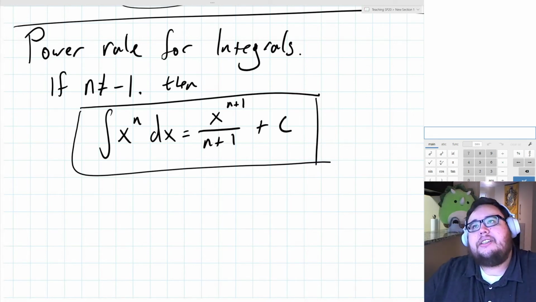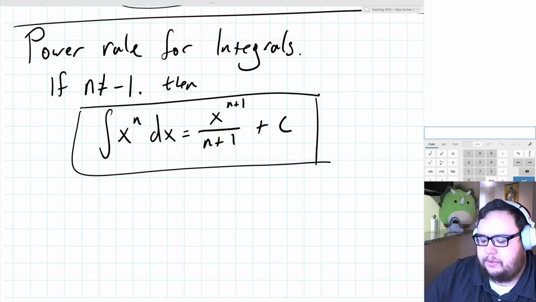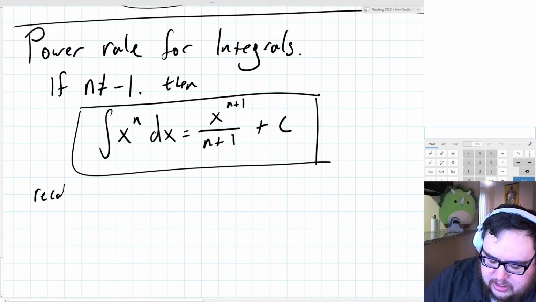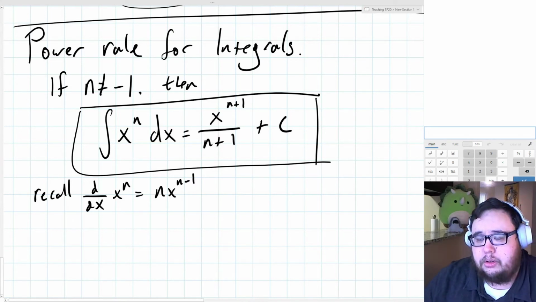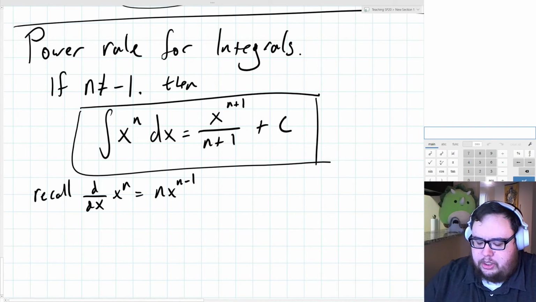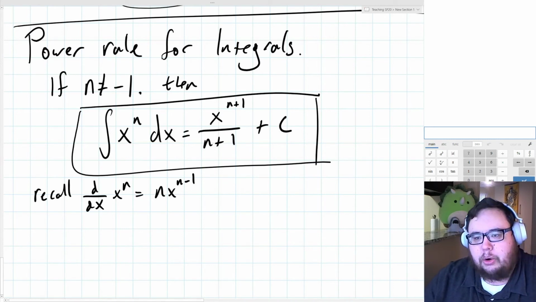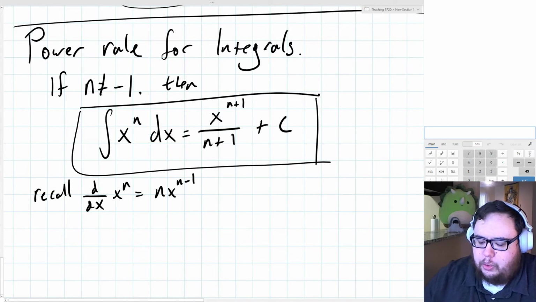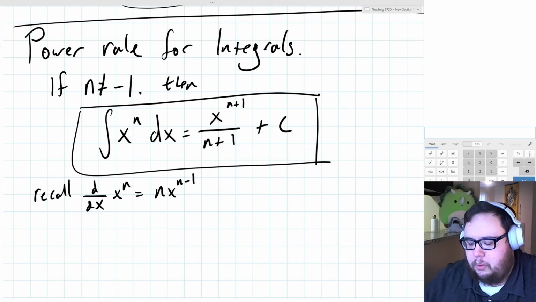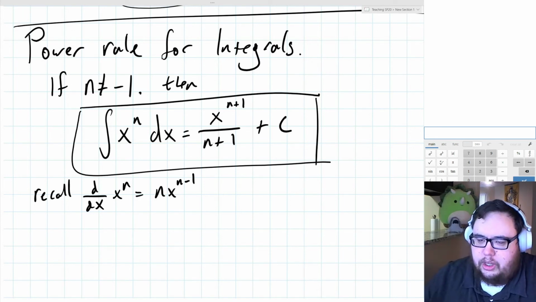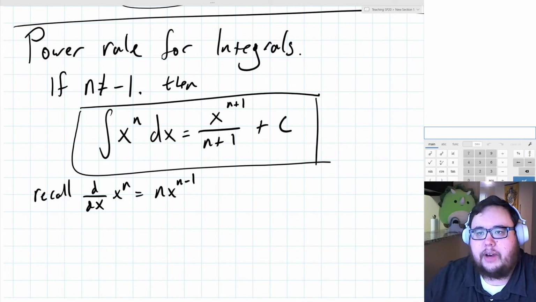And this is kind of similar to what the power rule for derivatives is. So recall that the derivative of x to the n is equal to n times x to the n minus 1. Right? So to take the derivative of x to the power of something, we multiply by the old power and then drop the power by 1. When we're doing the antiderivative, the reverse of the derivative, we're going to do it in reverse. We're going to increase the power by 1 and then divide by the new power.